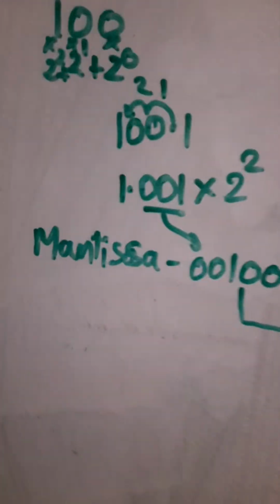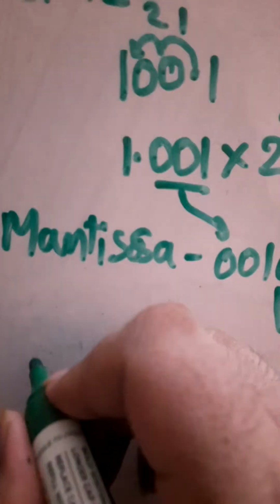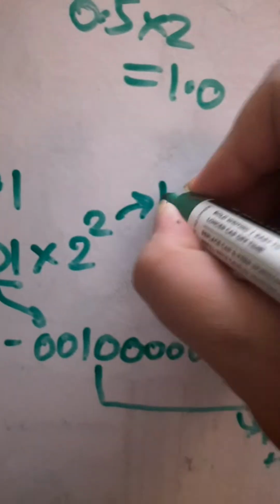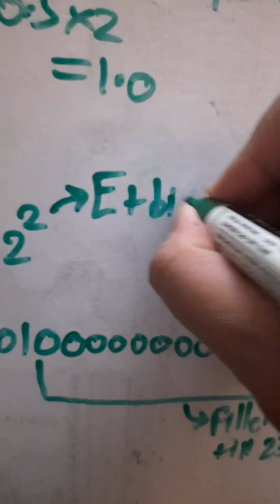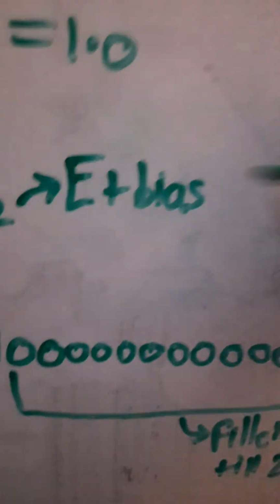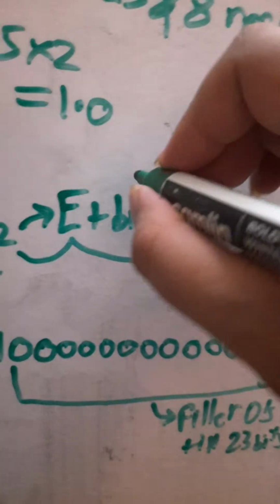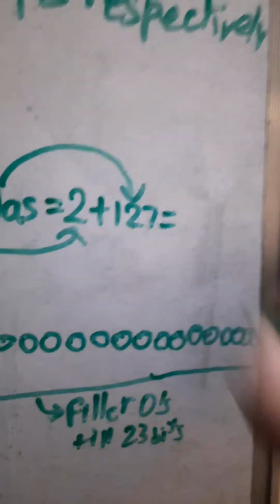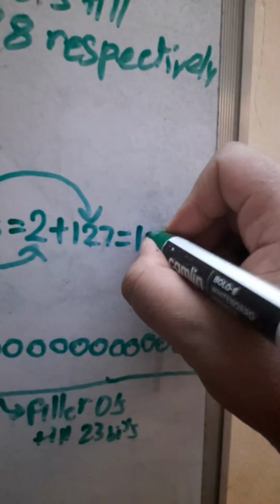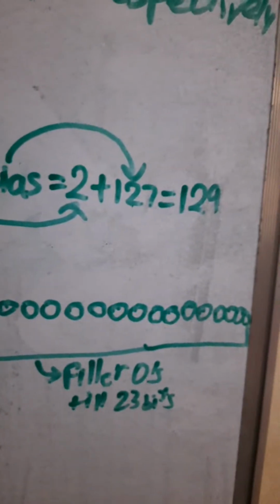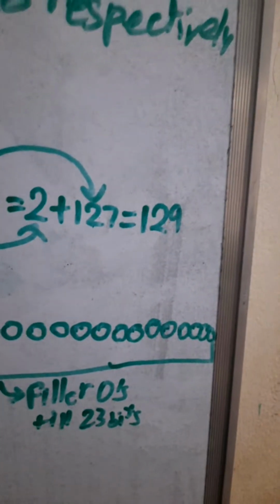So here we have our mantissa. Then what we look for next, so this is binary. So what did I say? This is E. So what we do here is E plus bias. For single precision the bias is 127, so E plus bias should be 129. What happened here is the bias is 127 in single precision. I added that and I got 129.